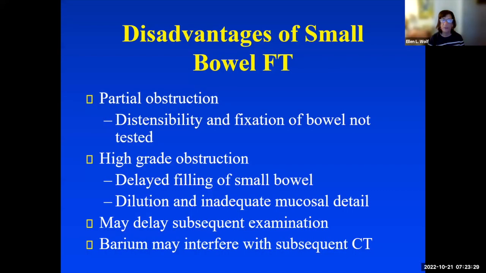So disadvantages of the routine small bowel series is that in partial obstruction, the distensibility and fixation of the bowel is not tested. So if there's low-grade obstruction, it may be difficult to make a diagnosis. With high-grade obstruction, like that case I just showed you, there can be delayed filling of the small bowel. It can take many, many hours, even days, to reach the point of obstruction. And we might get dilution and inadequate mucosal detail with lots of fluid-filled dilated loops. Also, giving barium may delay subsequent examinations and interfere with subsequent CT if that needs to be performed.